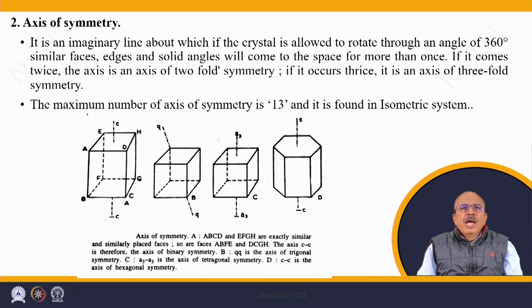Next is the axis of symmetry. It is an imaginary line about which, if the crystal is allowed to rotate through an angle of 360 degrees, similar faces, similar edges and solid angles will come into the same position more than once. If it comes twice, the axis is known as an axis of twofold symmetry. If it comes thrice, the axis is known as threefold symmetry. The maximum number of axes of symmetry is 13 and it is found in the isometric system of crystal classes. It has also been shown diagrammatically.